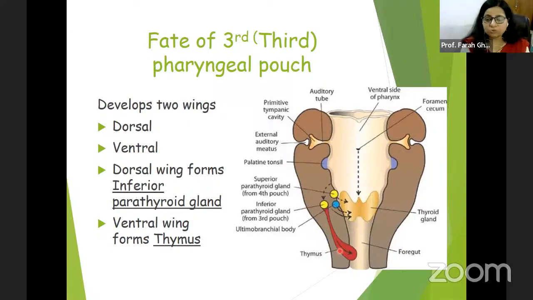The thymus is carried down, and the inferior parathyroid arrives and gets arrested at the lower pole of the thyroid, and the thymus goes to its own place. So it is carried along with the thymus and gets arrested at the lower border of the thyroid gland to form the inferior parathyroid. That is why the two structures are developing from the same pouch, that is the third pharyngeal pouch.